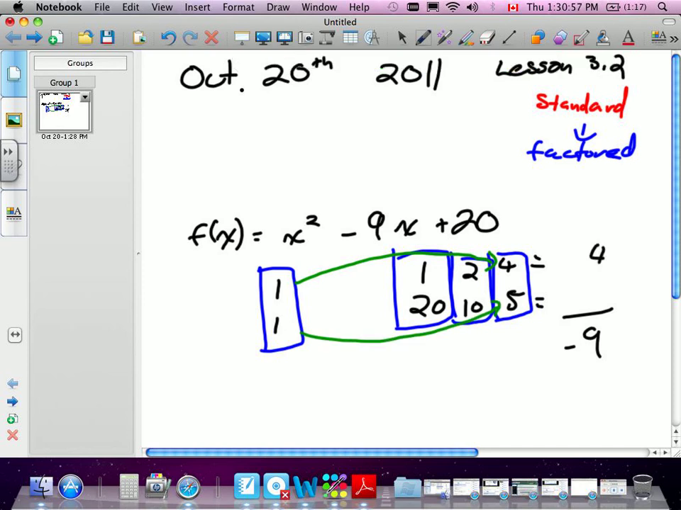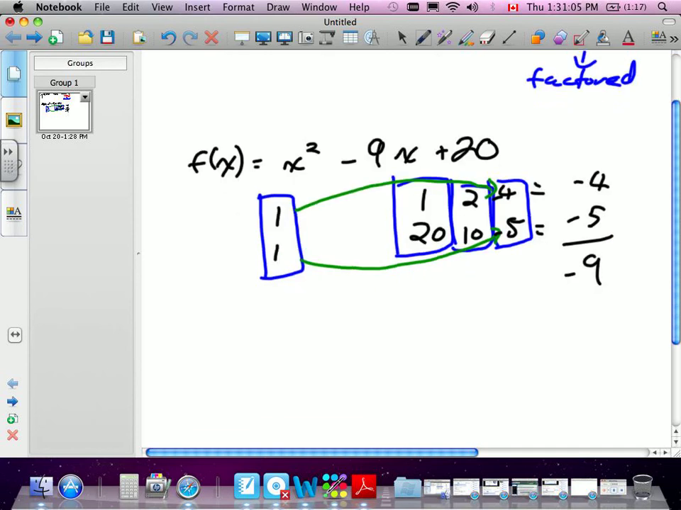Now, in order for that combination to work, I need 4 and 5 to both be negative. Since that's the case, they're both negative. When I go to put them into our factored form, we get 1x, 1x. First terms are the same. If the first terms are the same, it doesn't matter where we put the second term. So our second terms, -4 and -5. Now, I need to graph this.